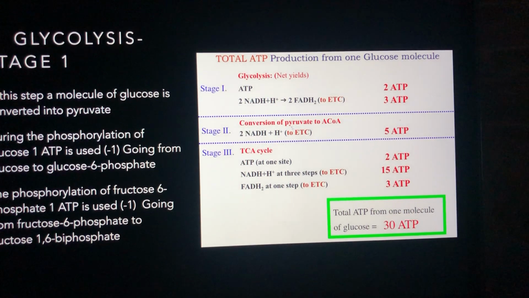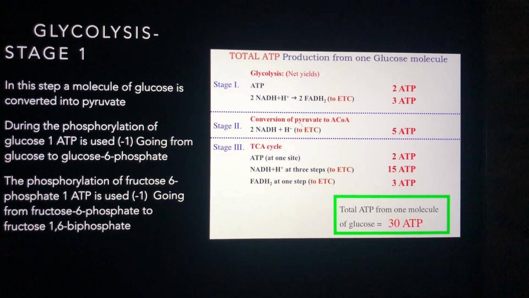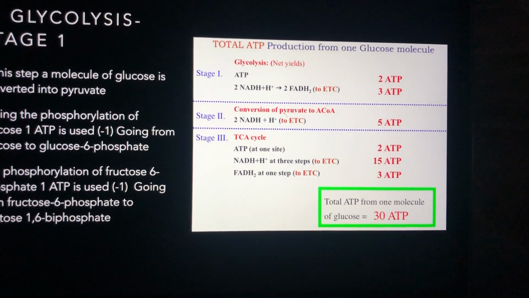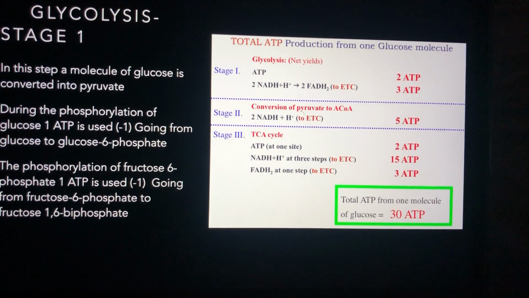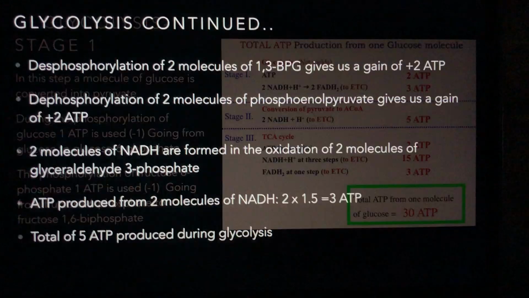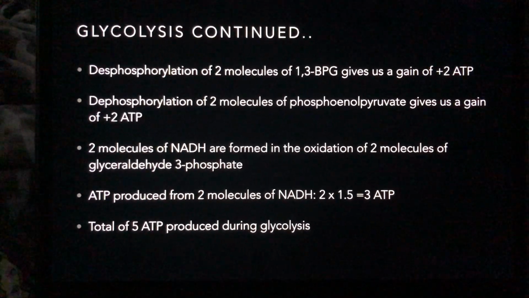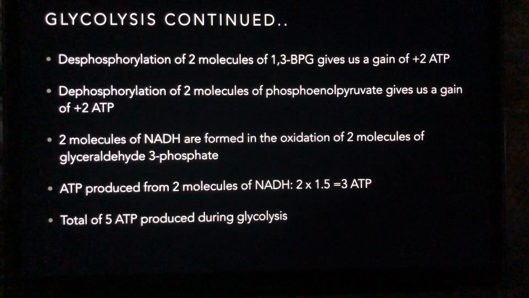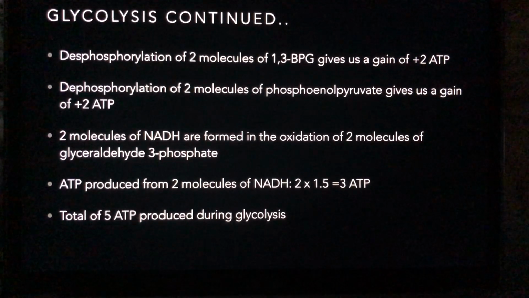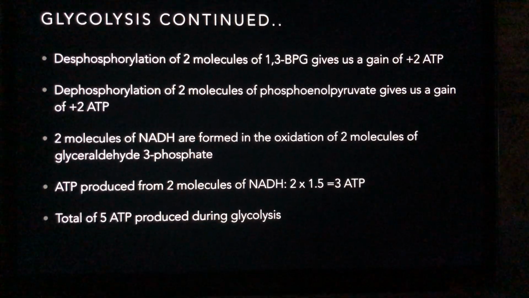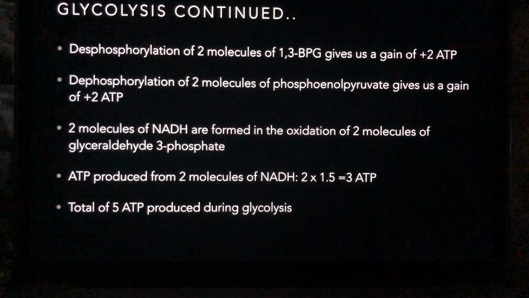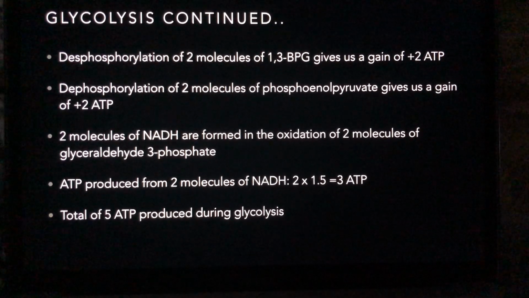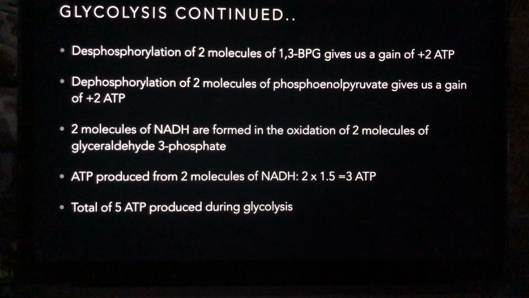On the right, this is another picture I have showing all 3 of the stages again, and then the total ATP production, which we'll talk about a little later on. And so glycolysis continued here. We have the dephosphorylation of 2 molecules of 1,3-BPG, which will give us a gain of 2 ATP. And then we have the dephosphorylation of 2 molecules of phosphoenolpyruvate, which will give us another gain of 2 ATP.